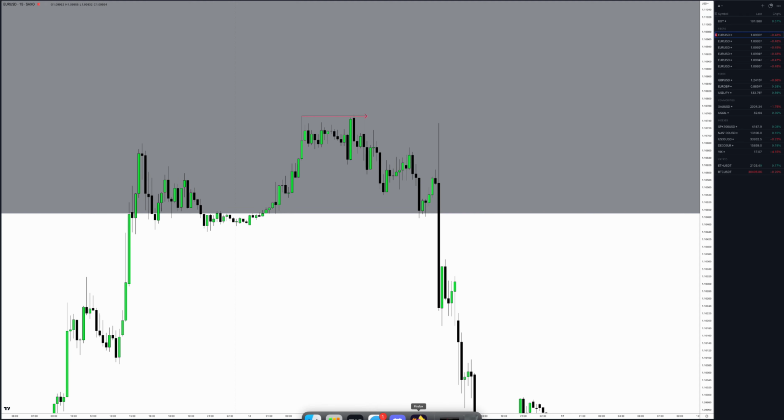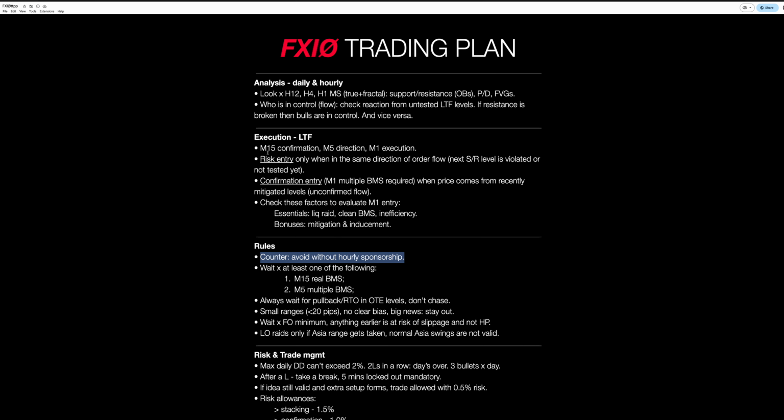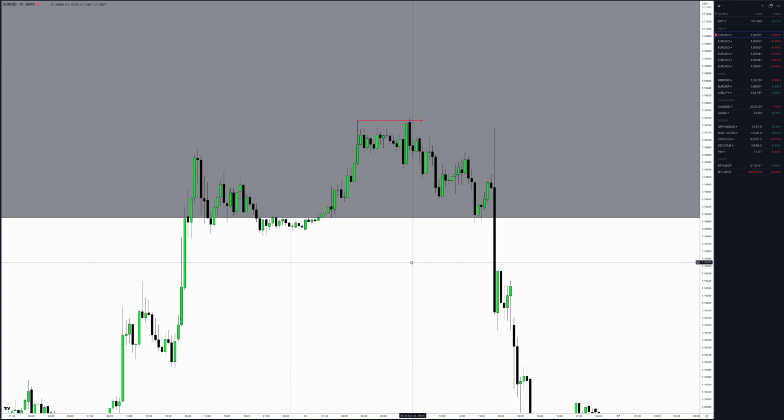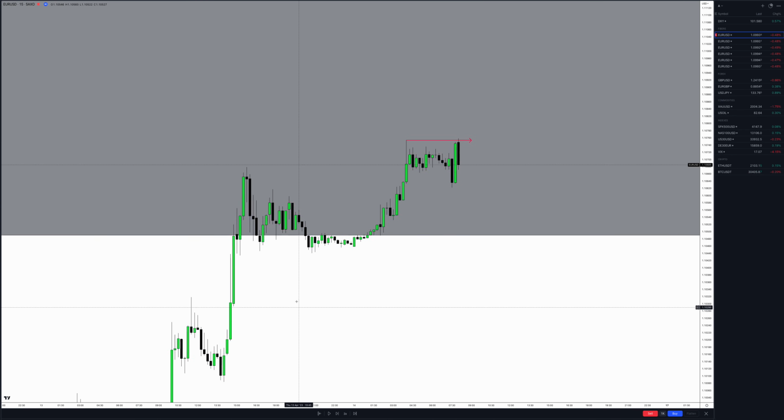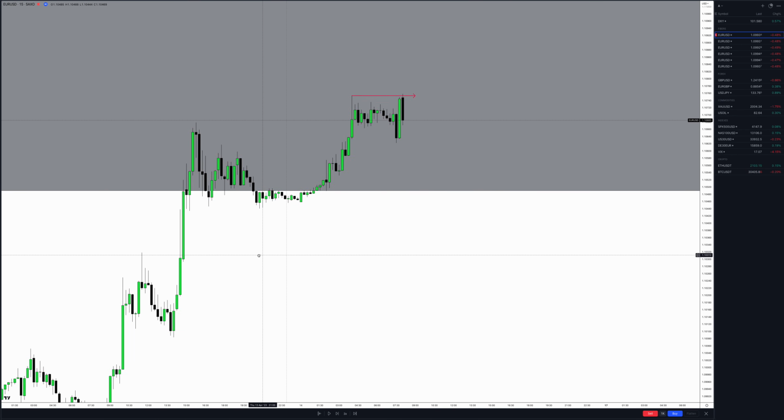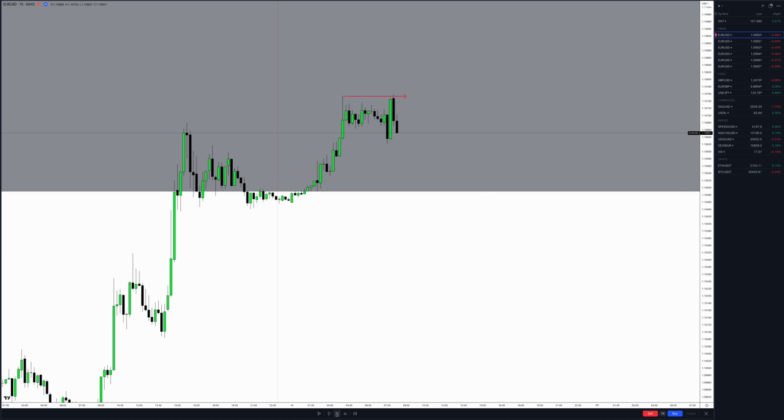Now, in order for me to proceed to looking for a trade, I need M15 confirmation, okay? Then I need M5 for direction and M1 for execution. So what is M15 confirmation? A simple M15 BMS. So we were here. They raided the Asia high. I was waiting, and then I said, okay, let's look at what happened.